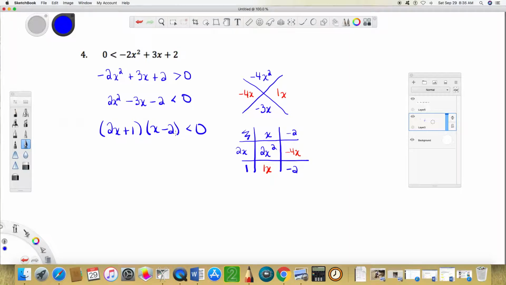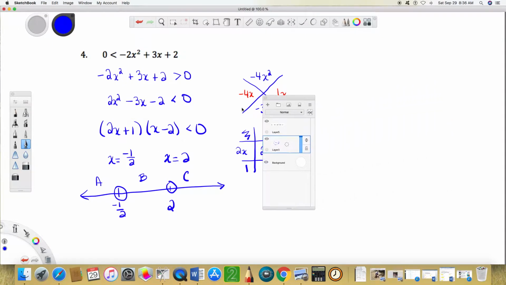I know that now if I set these equal to 0 and solve, I'm going to find my critical points. For my number line, I'm going to use these critical points to divide the number line into 3 regions. I'm going to label these regions A, B, and C. Now I'm going to determine whether to shade or not to shade these critical points. And since my original inequality is a strict inequality, I'm going to leave those hollow.